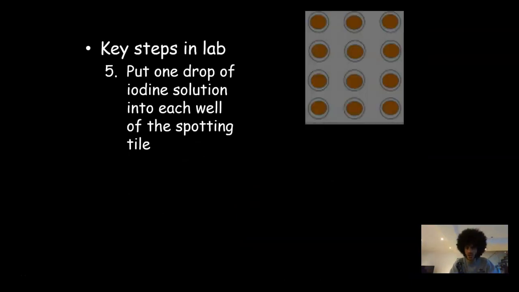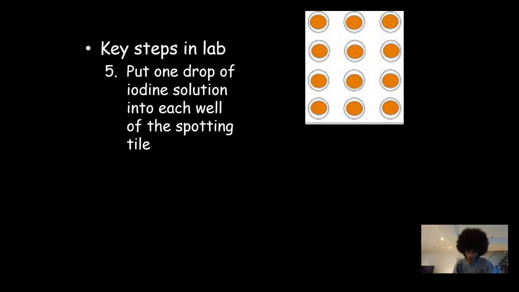In the meantime, you could put a drop of iodine solution inside each well of your spotting tile. Now, a spotting tile is like a rectangular piece of plastic with depressions inside it, and you can see that in this picture there is a drop of iodine in each well. Those depressions are called wells.